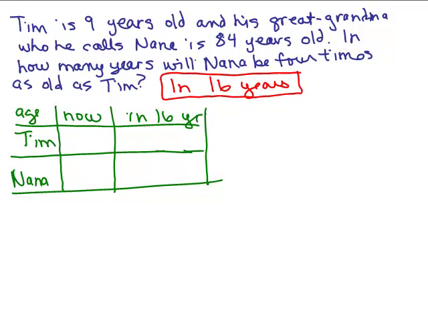All right, so this was the original problem. We think it's in 16 years. Let's check it out. We know right now that Tim is 9 and Nana is 84. How old would each of them be in 16 years? In 16 years, if he's 9 now, he will be 25, right? We would add 16. And Nana in 16 years will be 100. So now look at it. If Tim's 25 and Nana's 100, is she 4 times as old as Tim? Yes. So that means our answer is correct. It'll be in 16 years.